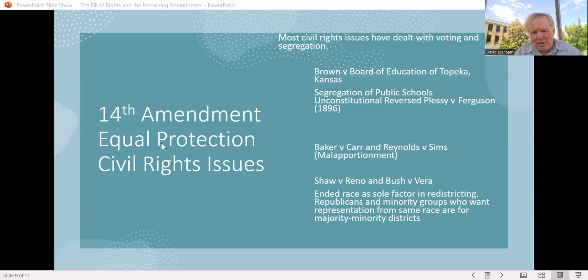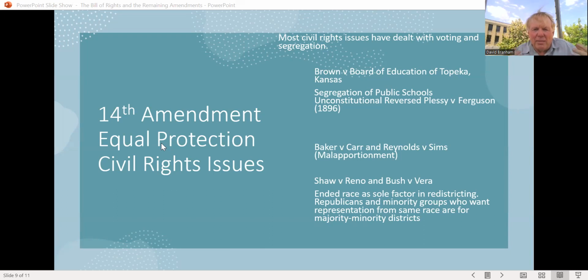So Shaw versus Reno basically said, okay, you can't just use race in drawing a district. They would actually connect the dots across the state and look like Rorschach tests, those psychology tests, and create an African-American district and then wrap a bunch of white districts around them. Shaw versus Reno said you can't use only race. And then Bush versus Vera said there are other factors involved in redistricting besides race. So any district drawn just completely with race in mind is unconstitutional.